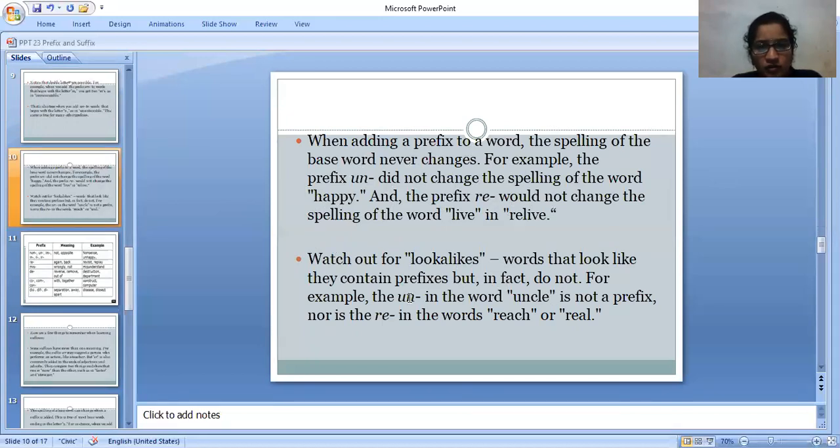But sometimes the spelling also gets changed. So, for example, just now we have discussed that un is a prefix, right? And re is a prefix, in the first examples we discussed, in the words unhappy and revision or relief. Then what are this un and re? These are prefixes, right? But whenever you see un, you need not think that there is a prefix, right? So here, for example, in these words, uncle and preach, these un and re are not at all prefixes.